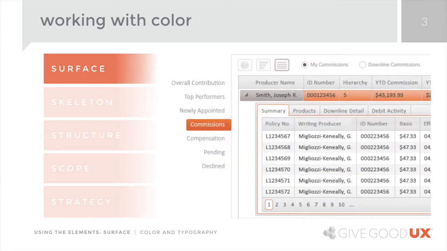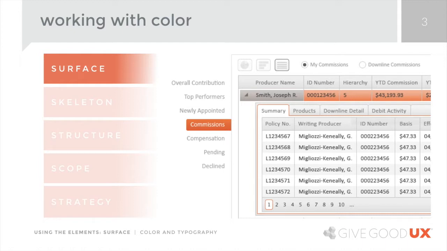Here's another example where color is used to highlight what's being selected currently. On the left, I've selected commissions, so therefore it's highlighted in orange. In the resulting table, the bar that I've chosen is also highlighted in a dark gray for the name and then an orange for all the relevant information. The submenu that I get below that is also called out. My default state is I'm on the Summary tab, so therefore it's got an orange outline above it.